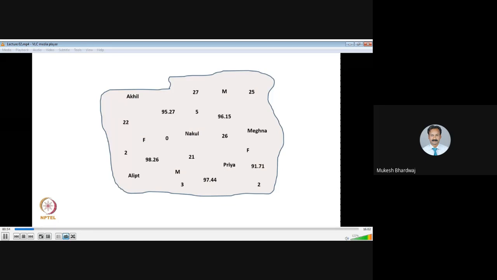Or Nakul or Priya. We could find names. We could also find things like M, F, which make us understand that they could represent male and female. So you find numbers like 98.26, 95.27, which might mean something. It could either mean average marks, or perhaps some kind of a rank or a percentile or something. And then you find some numbers like 2, 3, 2, and so on.